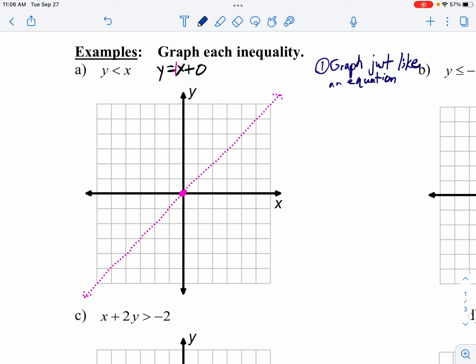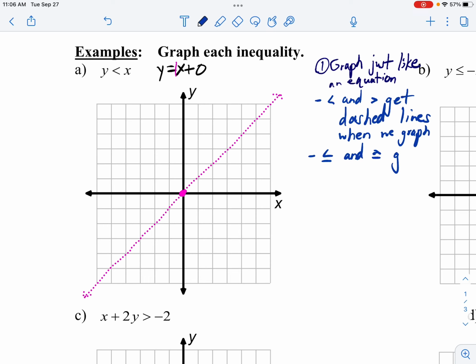Less than and greater than get dashed lines when we graph. And less than or equal to and greater than or equal to get solid lines when we graph, just like regular equations.